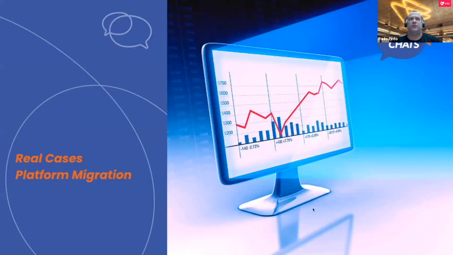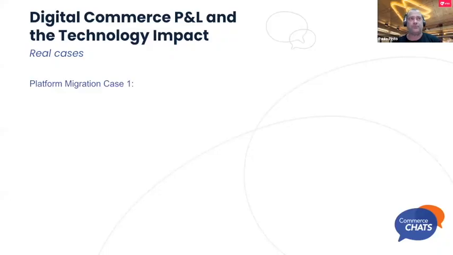So those are some examples, just fake examples that I showed. Now I'm going to show a couple of real cases. I'm not going to deep dive into them. We don't have a lot of time, but just to show what happened with migration, right? So the first case of platform migration was a fashion store. The results: increased AOV by 22%. That's a real case, okay?